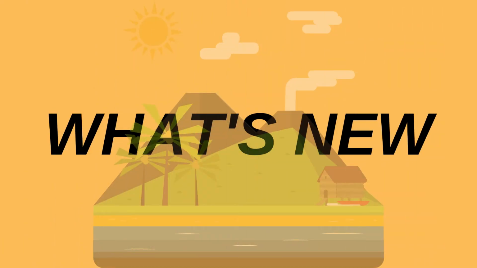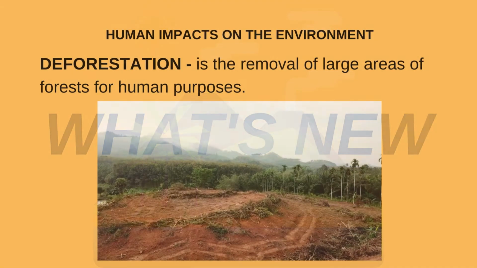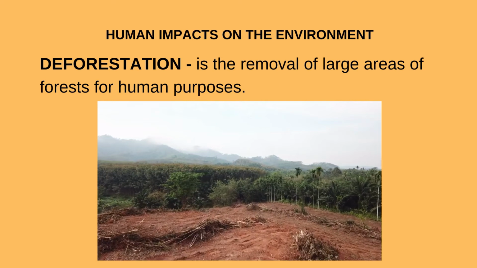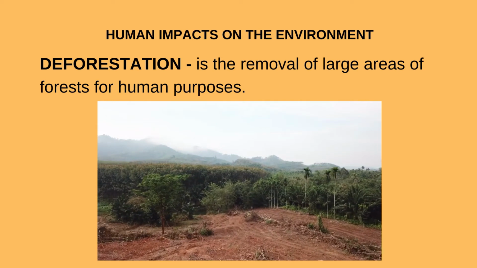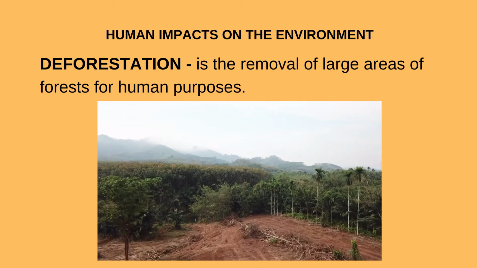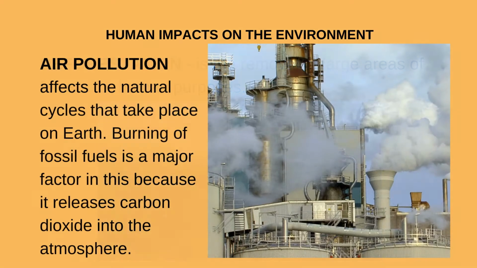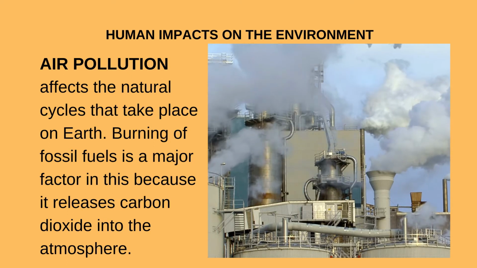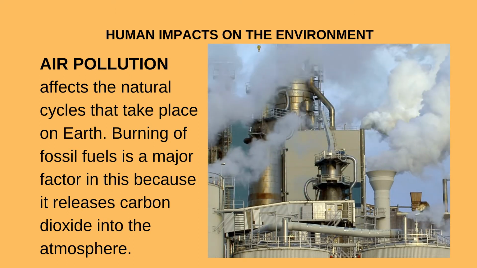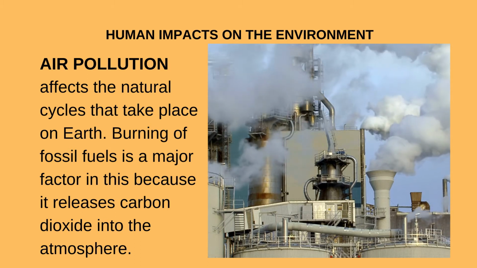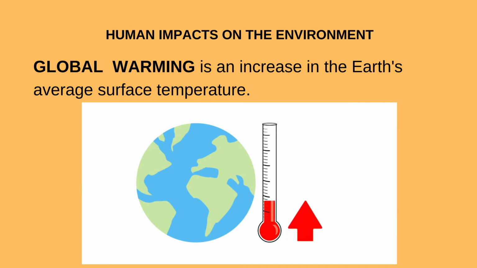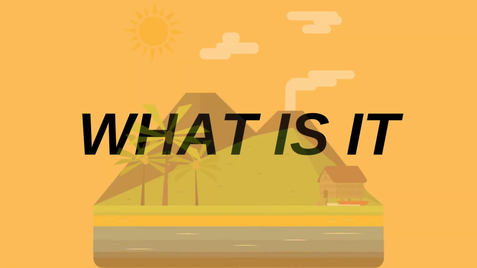What's new? Human impacts on the environment. Deforestation is the removal of large areas of forest for human purposes. Air pollution affects the natural cycles that take place on Earth. Burning of fossil fuels is a major factor in this because it releases carbon dioxide into the atmosphere. Global warming is an increase in the Earth's average surface temperature. What is it?